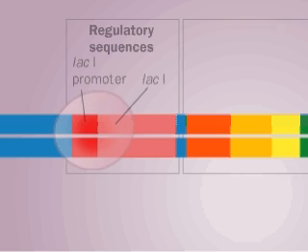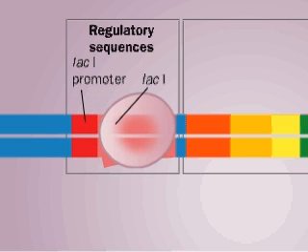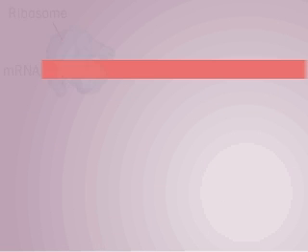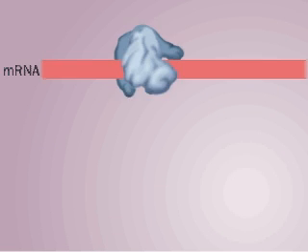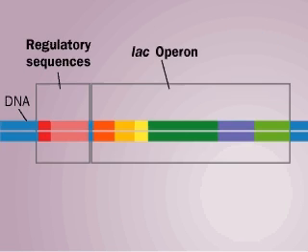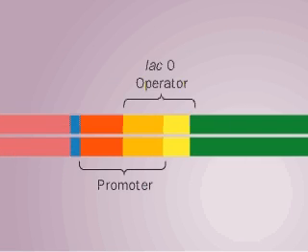Upstream from the Lac operon is a regulatory gene, LAC-I, which encodes a repressor protein. The repressor tetramer is slowly but continuously produced by the cell. Now let's look at the control sequences, the promoter and operator, for the structural genes.